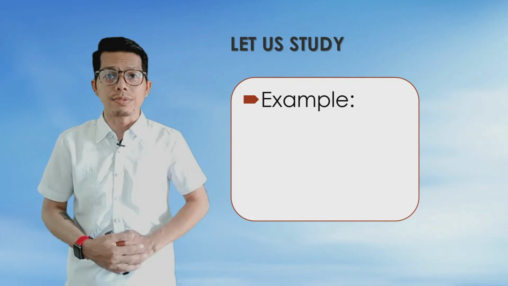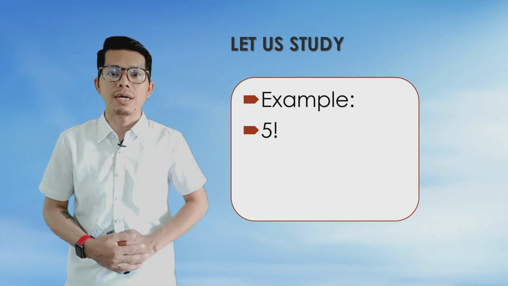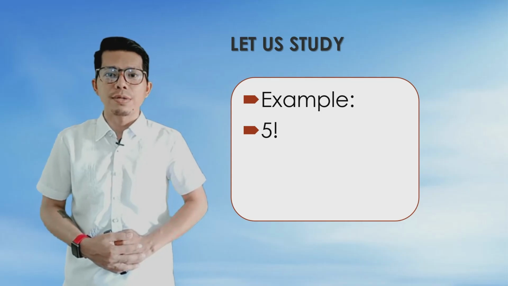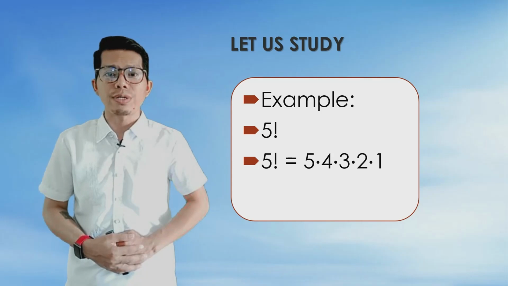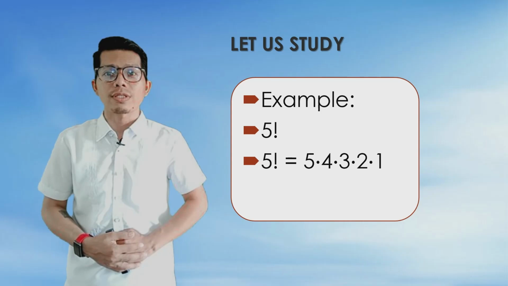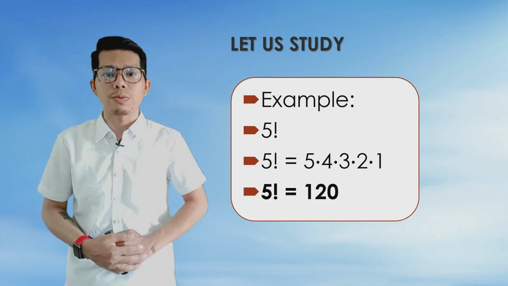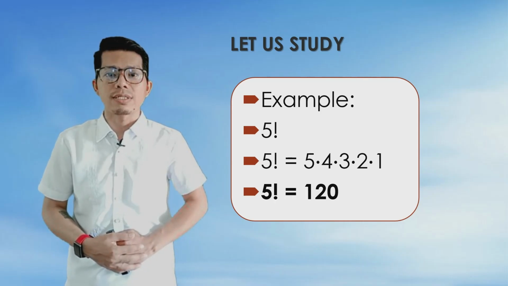For example, we have 5 factorial. What does this mean? This means that we have to multiply 5 by 4, then 3, 2, and 1. So 5 factorial means 5 times 4 times 3 times 2 times 1, and that is equal to 120. Therefore, 5 factorial is equal to 120.